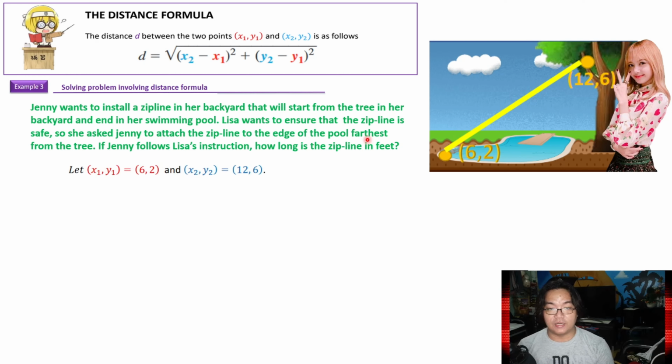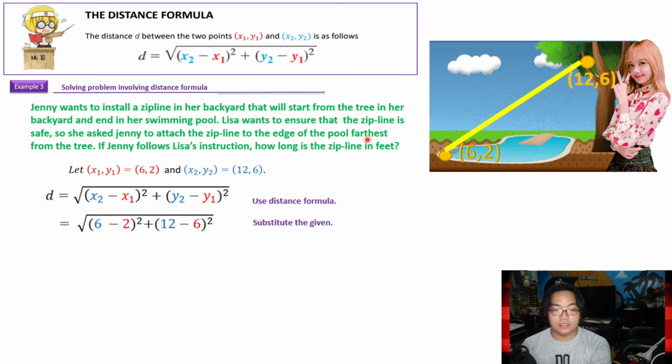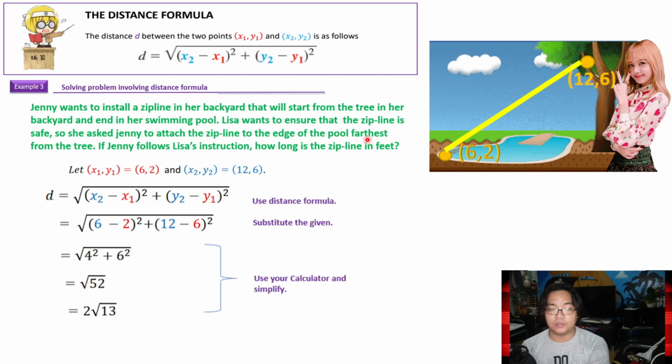So we represent our two coordinates. We have x sub 1, y sub 1 for 6, 2, and x sub 2, y sub 2, which is 12, 6. Substituting these coordinates to the distance formula, we obtain the square root of 6 minus 2 squared plus 12 minus 6 squared. Simplifying terms, 6 minus 2 is 4, squared is 16, and 12 minus 6 is 6, 6 squared is 36.